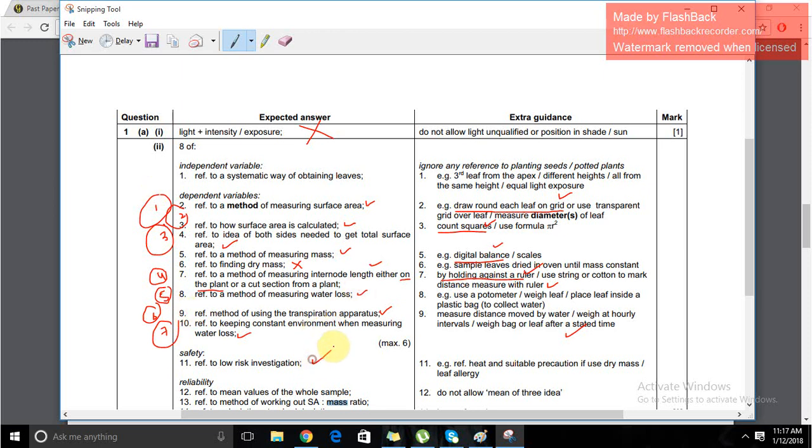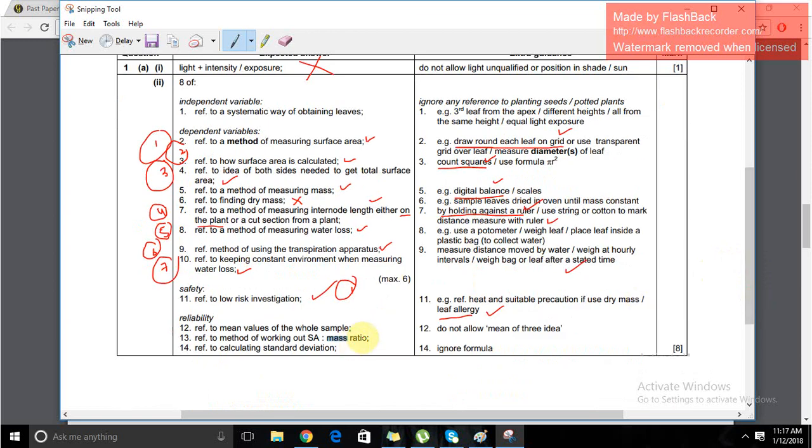Low risk investigation, 1 mark. Leaf allergy is what we went with, and 1 mark. Actually we did all of these. SA definitely mentioned. Mean values of the whole sample. Yep, so you'd likely get full marks for this.